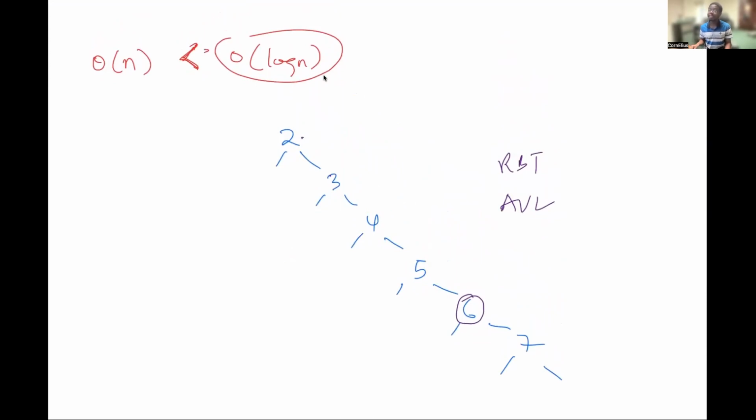That's actually a question I got in an interview: is the time complexity of searching in a binary search tree always log n? The answer is no. When the tree is skewed like this, instead of balanced, you can get worst case O of n time complexity.